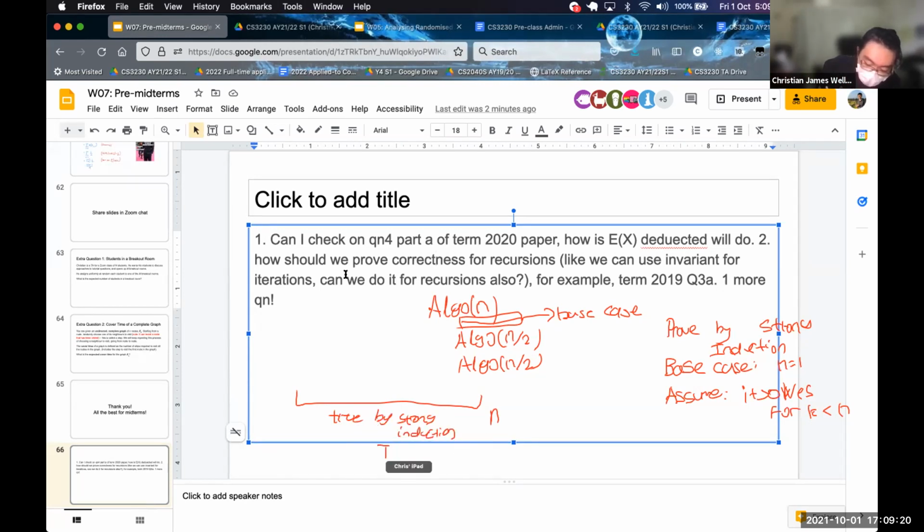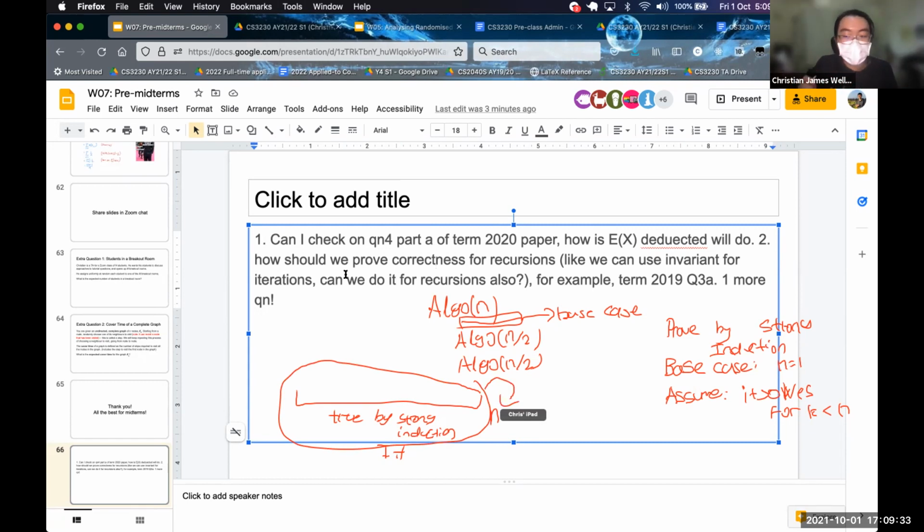The inductive hypothesis. So you show that, assuming that this region is true, you make use of that fact to somehow prove that this current step, the n step, is true. The current step we are in, the n step, is true. Is that okay?